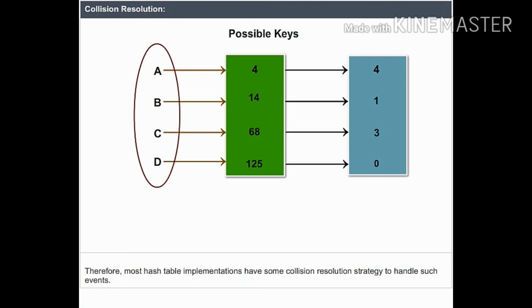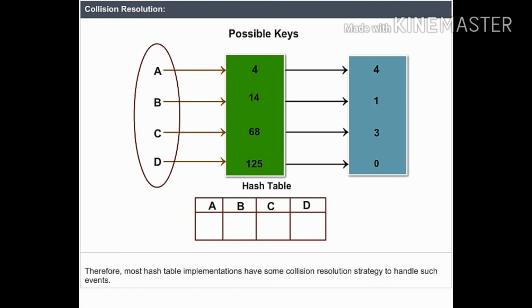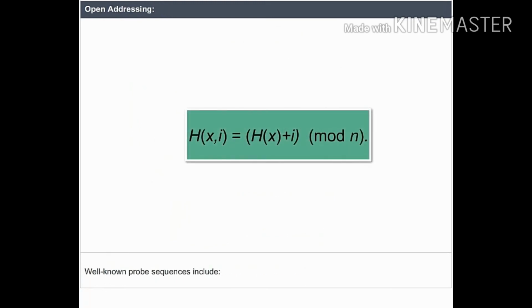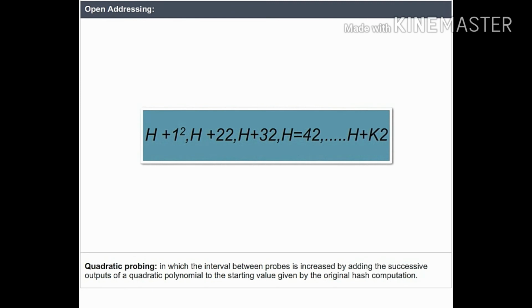Therefore, most hash table implementations have some collision resolution strategy to handle such events. Some common strategies are described. All these methods require the keys be stored in the table, together with the associated values. Well-known probe sequences include linear probing, in which the interval between probes is fixed, usually 1. Quadratic probing, in which the interval between probes is increased by adding the successive outputs of a quadratic polynomial to the starting value given by the original hash computation.